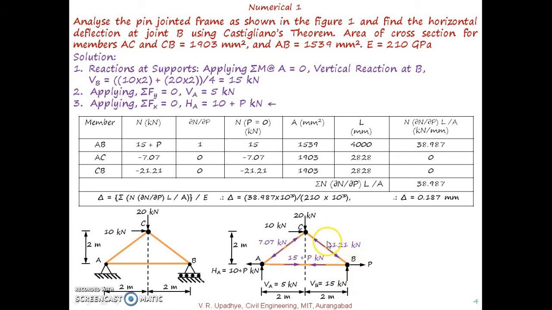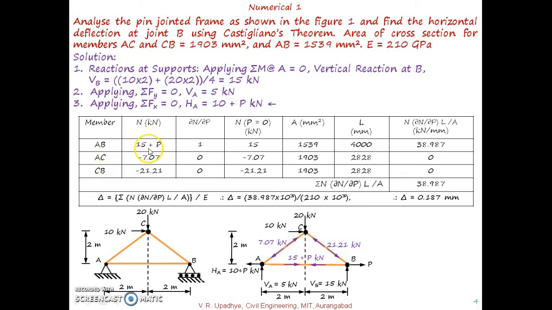So that gives us the internal member force in member CB as 21.21 kilonewton, and that is compression. If we go for calculating the further calculations in a tabular form, then we'll be writing the first column as members. So we have three members, member AB, AC and CB. So that is written in the first column.